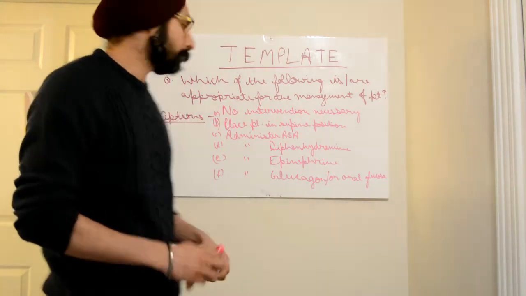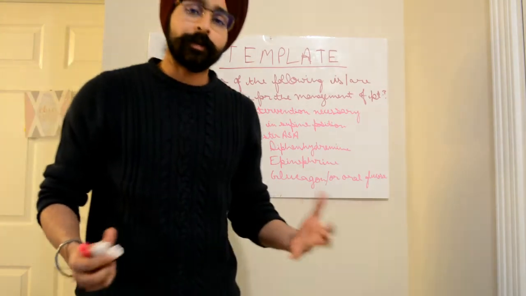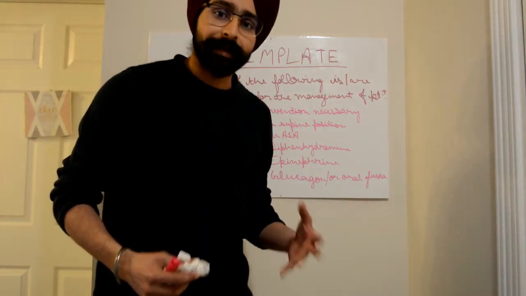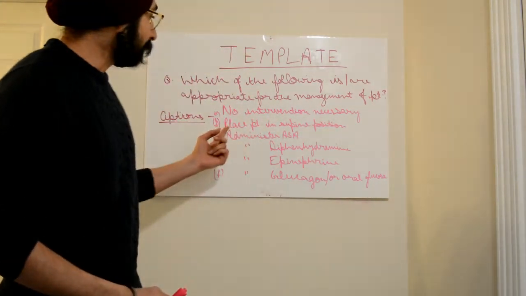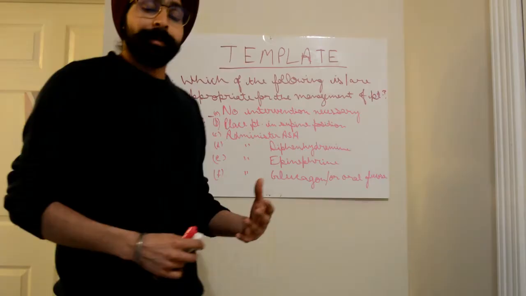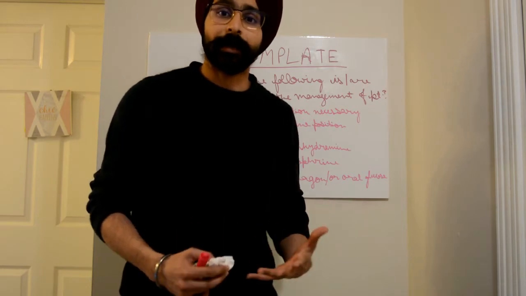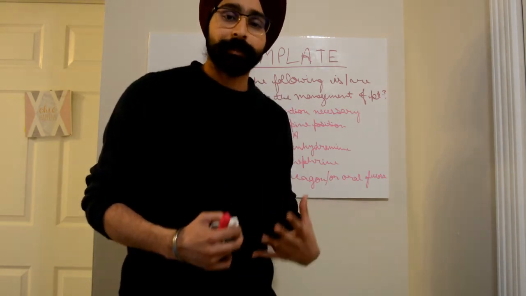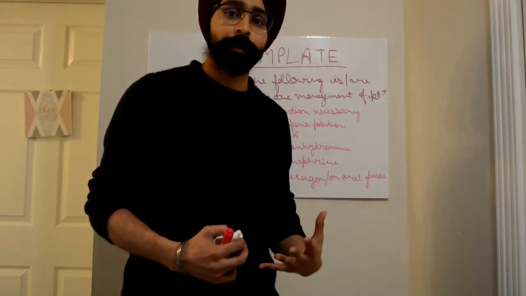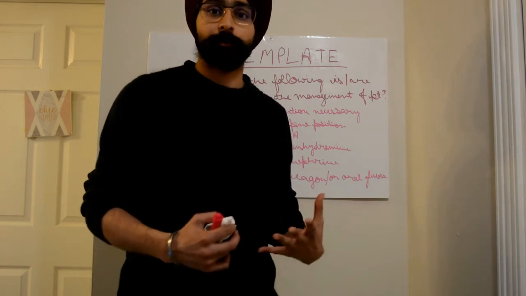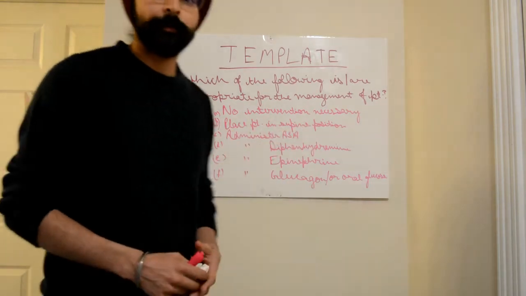Let's discuss these options. First is no intervention necessary. For example, if you have an emergency in which you don't need to do anything, then you'll have to choose no intervention necessary. Second is place patient in supine position. This means that you have to change the position of the patient. For example, if a patient is sitting upright on the dental chair and there is some emergency in which you need to change the position of the patient and that position should be supine, or patient should be placed in a position that his legs should be raised, then you will choose place patient in supine position.